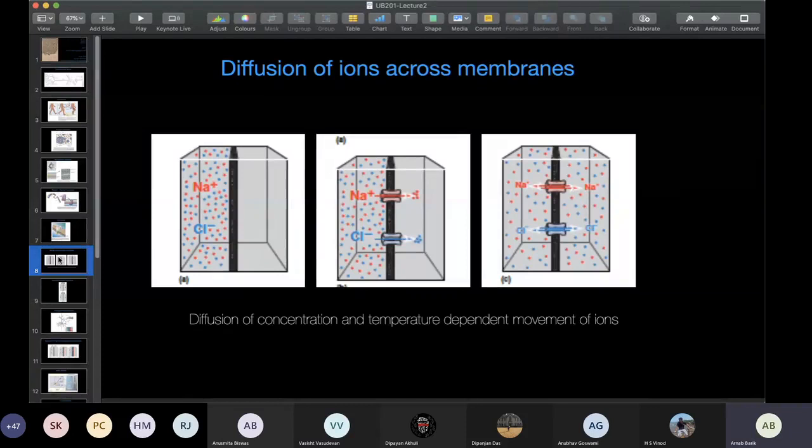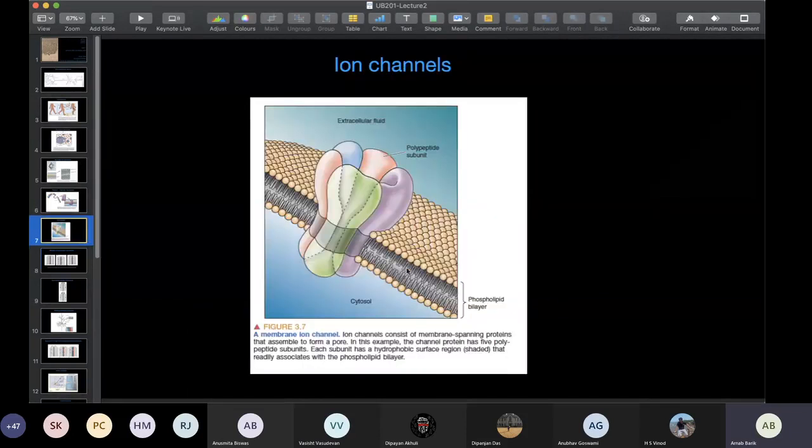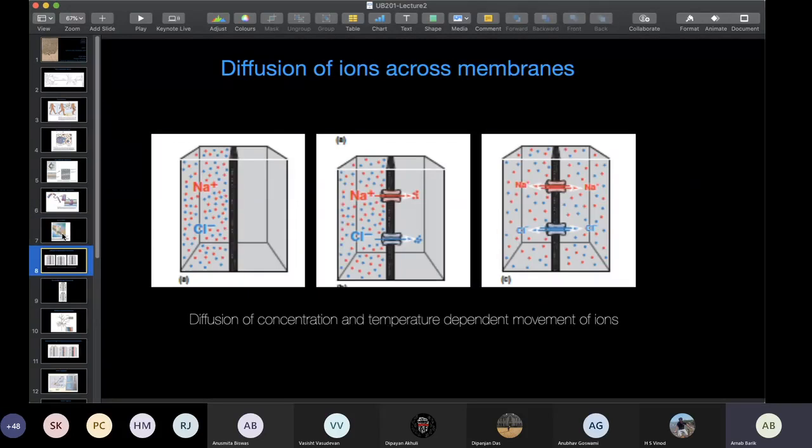Anyway, so as I said, there are channels, and then how would the exchange of ions happen between the membrane from both sides, inside and outside? One of the ways it can happen is just by diffusion, which is concentration and temperature dependent, and the ions move through the channels depending on which side the concentration is more, basically looking for equilibrium.